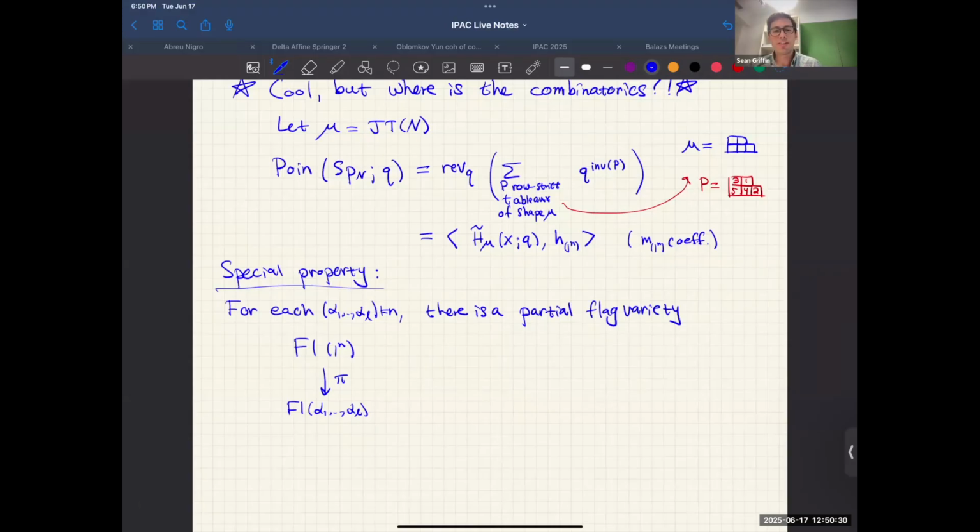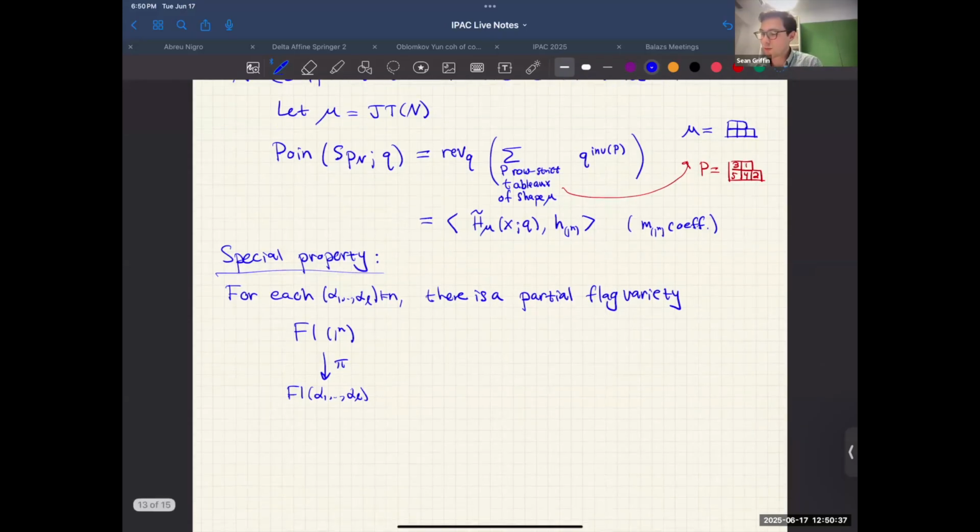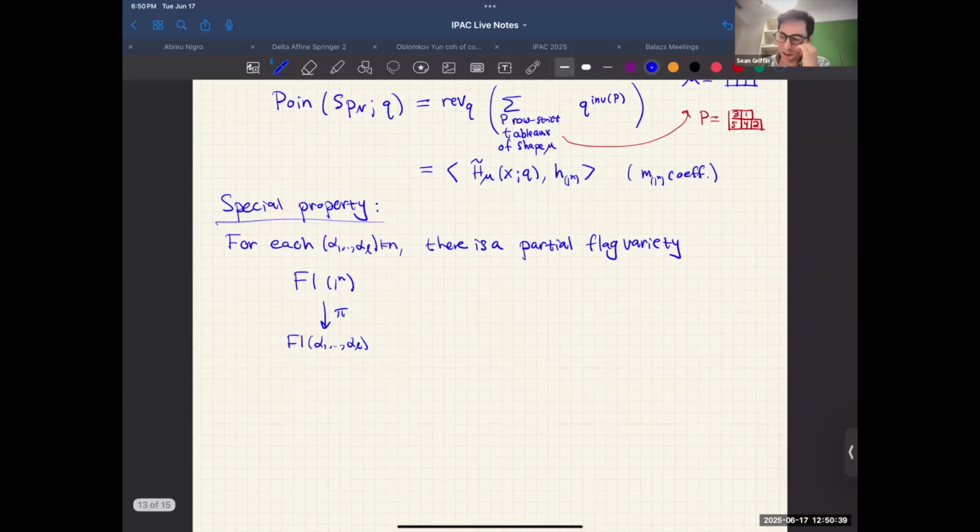How do you get all of the other coefficients geometrically? It's in terms of taking invariance. So let me explain that briefly. Given some composition of n, you have some partial flag variety. So the partial flag variety is defined, I gave an example earlier, but in general, it's flags of subspaces.